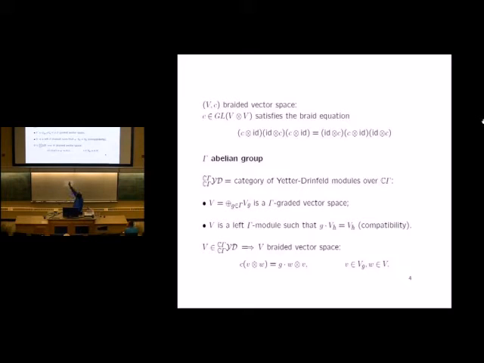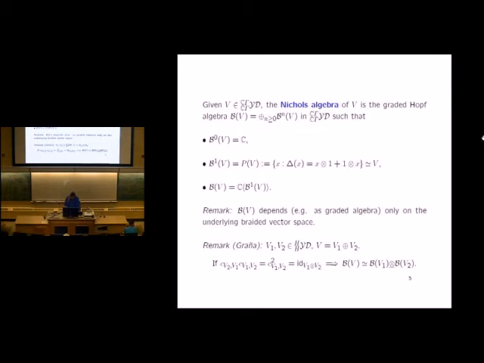To braid V tensor W, you transpose them, and assuming that V is homogeneous, you let the degree of homogeneity of V act on W. And if V is not homogeneous, you extend by linearity. Okay? And what is the Nichols algebra of a Yetter-Drinfeld module? This is general, it does not depend on the group algebra of an abelian group. This is for any Hopf algebra.